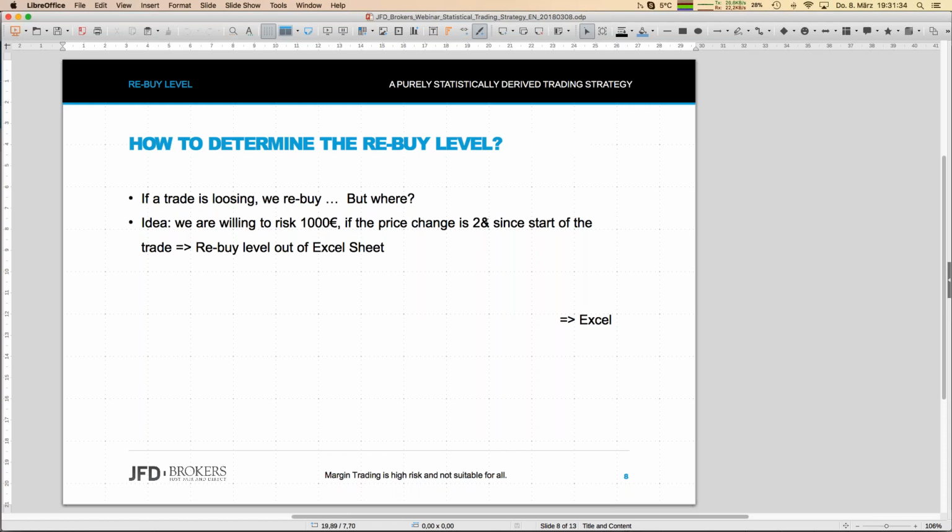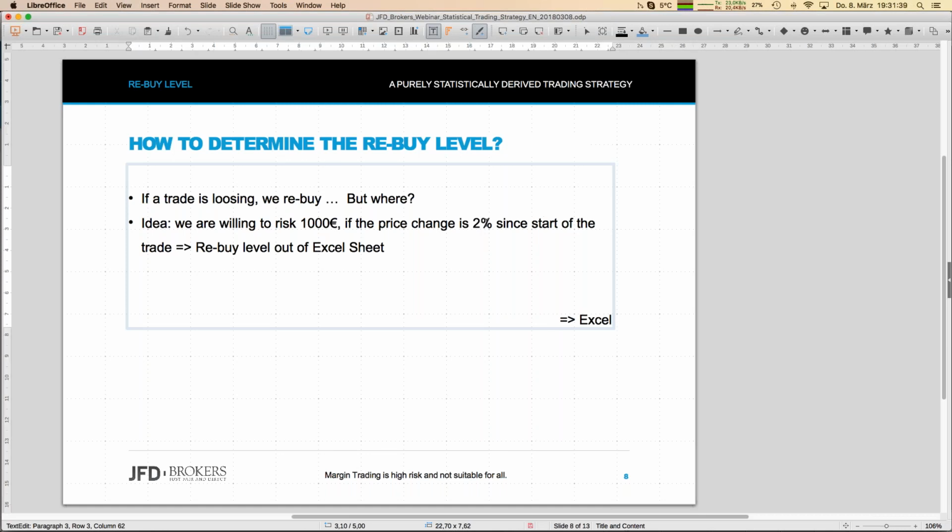What I need now is, I have to change that symbol here. Since I do those rebuys step by step, if the price is going totally in the wrong direction, then I do a rebuy. I need something here to do that kind of calculation. Where to set the rebuy level? I said, okay, I'm willing to risk 1,000 euro, and I want to survive a total price change of 2%.